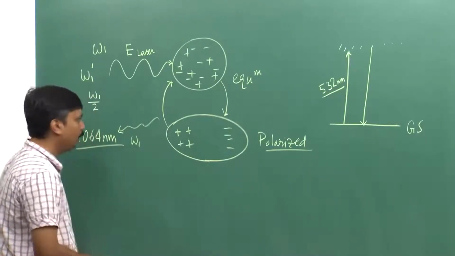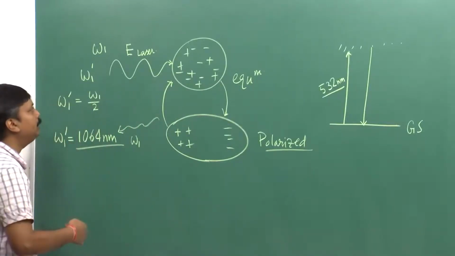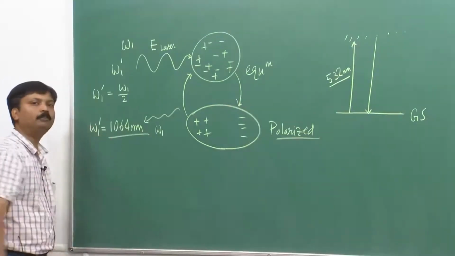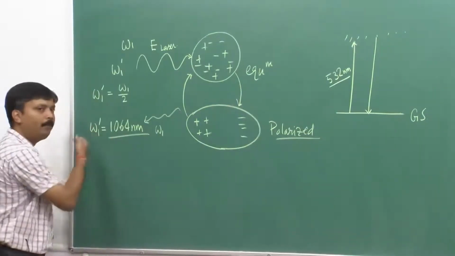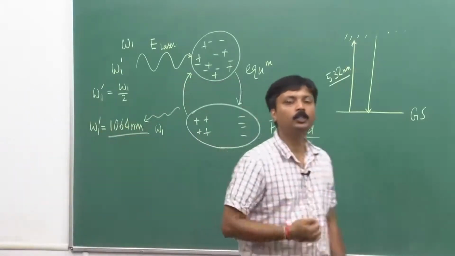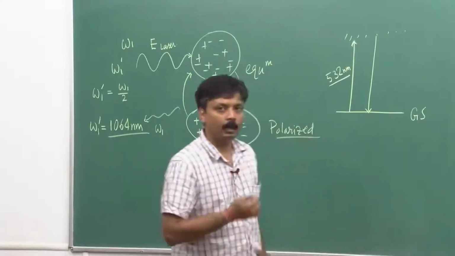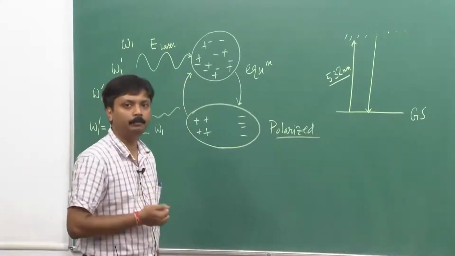So, now what I am going to do is allow the material to interact with 1064 nanometer light, that is my omega 1 prime, having a very large electric field, coming from a strong laser beam.